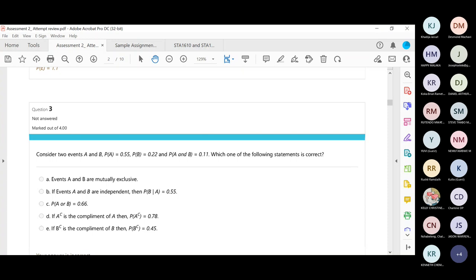Consider two events A and B. The probability of A equals 0.5, the probability of B is 0.22, and the probability of A and B equals 0.11. Which one of the following statements is correct? And they gave you some statements here. So you need to use the information given to answer this. We can go through each statement and do the process of elimination to see which one is correct. So, event A and B are mutually exclusive.